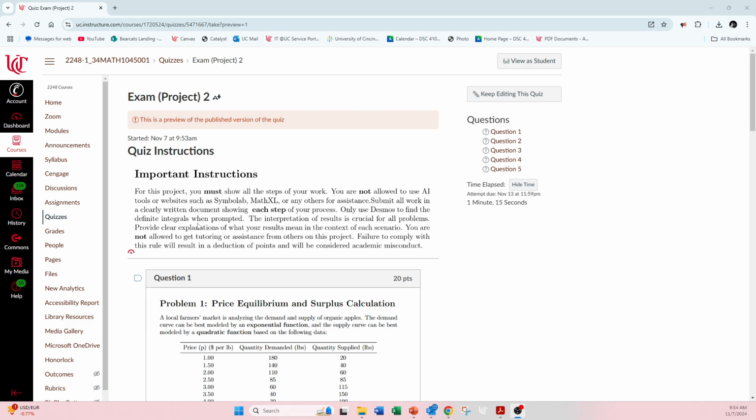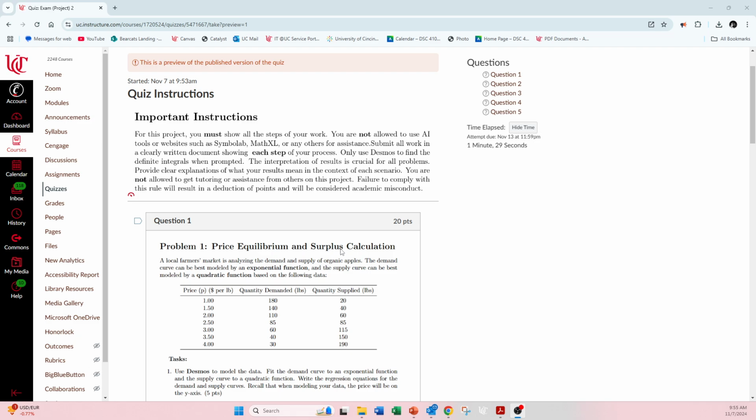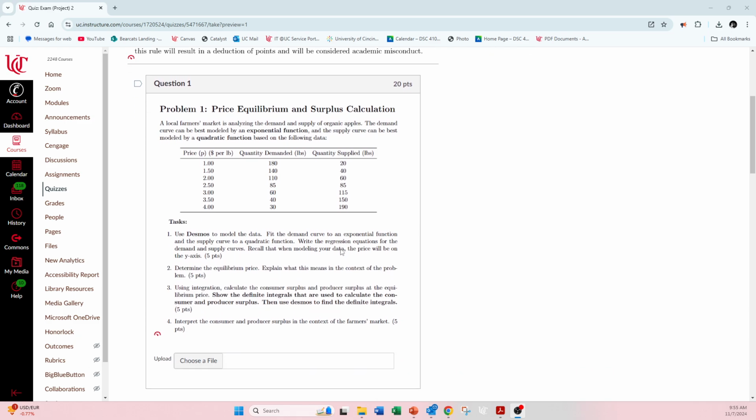Okay, and then again, just to remind you, you're not allowed to get tutoring or assistance from others on this project, and I don't want you using AI or any other websites like Symbolab, MathXL, or any other websites for assistance. So let's take a look at problem 1.